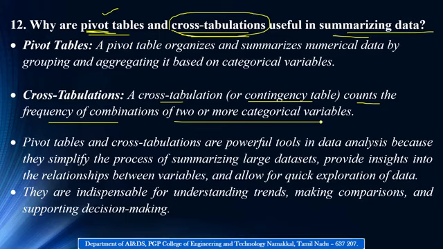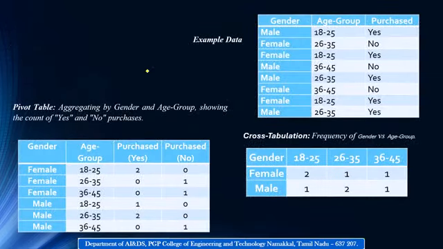But the pivot table is going to organize and summarize the numerical data, and it is going to group the data and aggregate the data. If you see an example, you will be very clear. I'm taking the same example which we already discussed. This is the given table. The table is not in a very clear form. Data is available, but we cannot understand anything from this. I'm converting this into a pivot table here, and then I'm going for a cross tabulation here.